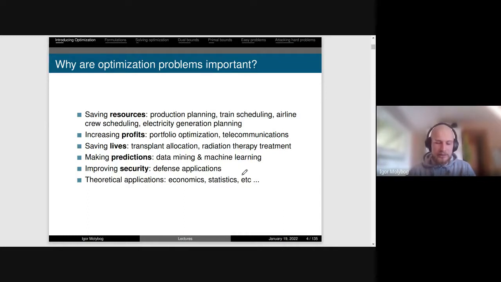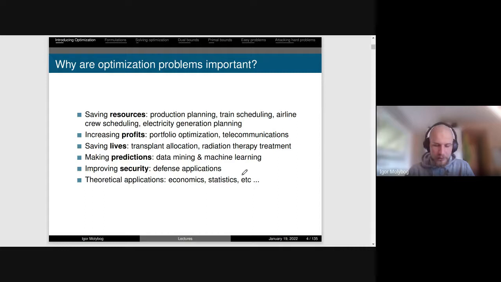Making predictions, meaning modern machine learning, data science, big data, all of them have optimization problems at their core. So basically, in order to find a machine learning model, you are required to solve an optimization problem.